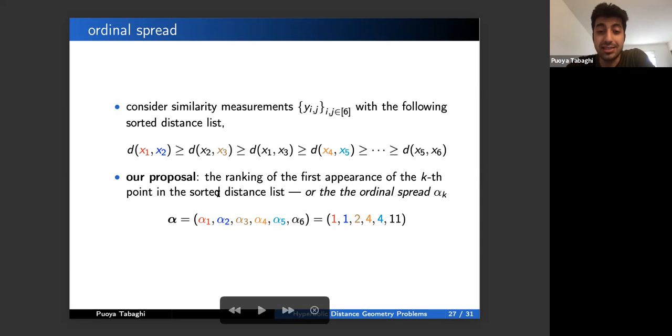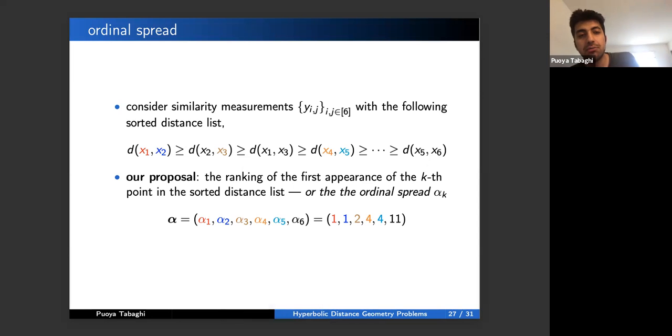So alpha 1 is the ranking of the first appearance of the first point. So first point is x1, and its rank here is number 1 because it's the largest distance. So alpha 1 is 1. And the second point appears for the first time here again. So its rank is also 1. And the third point, x3, appears in the second rank. So there we go, 2. These 2 points have already appeared, so I'm going to skip that. x4 is the fourth point that appears at rank 4. x5 is the fifth point and appears at rank 4. And x6 basically appears, let's say, at 11th rank here. So I just derived the vector from these patterns, basically. And this is the ordinal spread vector, okay?